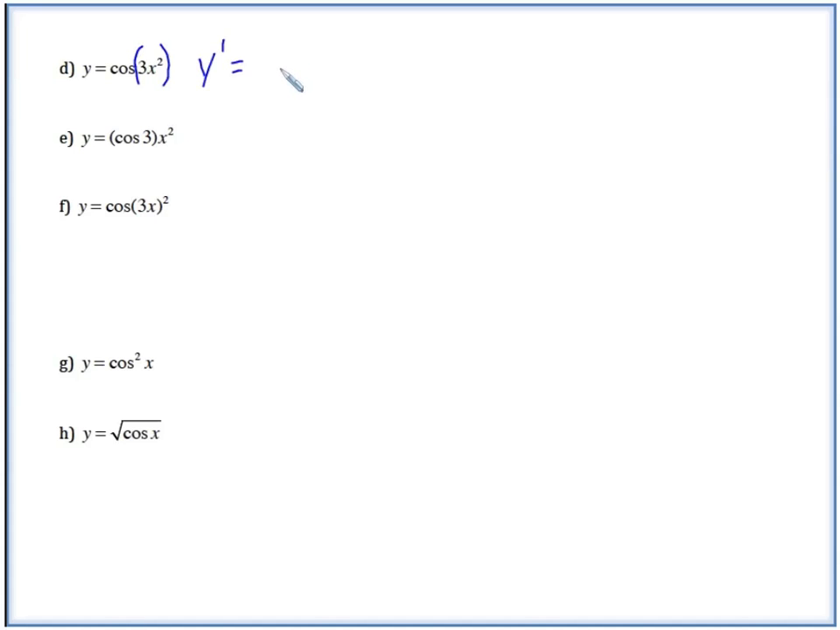So the derivative of cosine is negative sine. Okay, we're going to keep that inside function, and then we're going to multiply by the derivative of this. So that's going to be 6x. And then we just want to rewrite it so that our constants and our multiple out here is going to go in the front. So we get negative 6x sine of 3x squared.